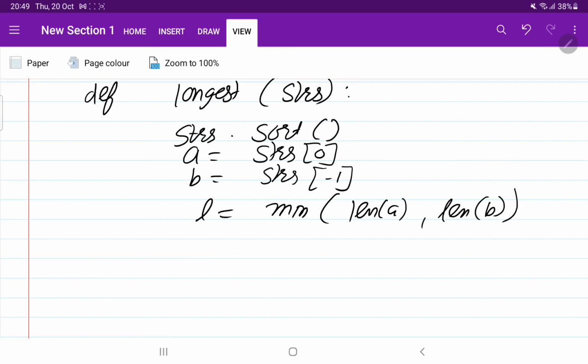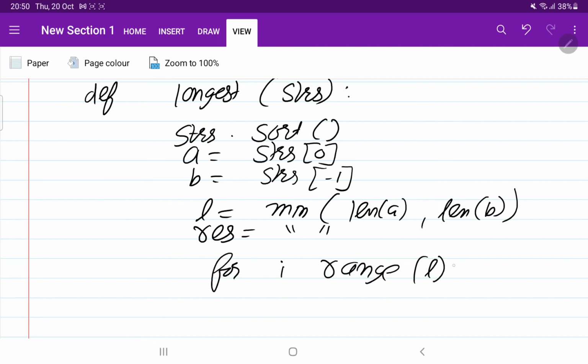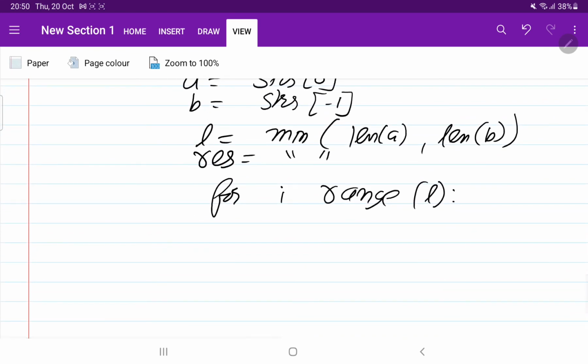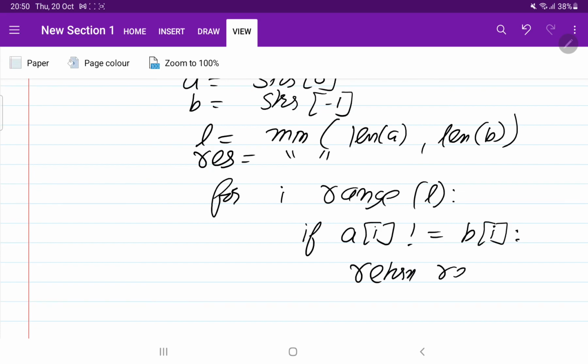Perfect. Now we will start our result with an empty string, and then start our for loop for i in range of L. We will compare the elements. If A of i is not equal to B of i, as I told you, as soon as we get elements that are not equal, we will directly return the result.